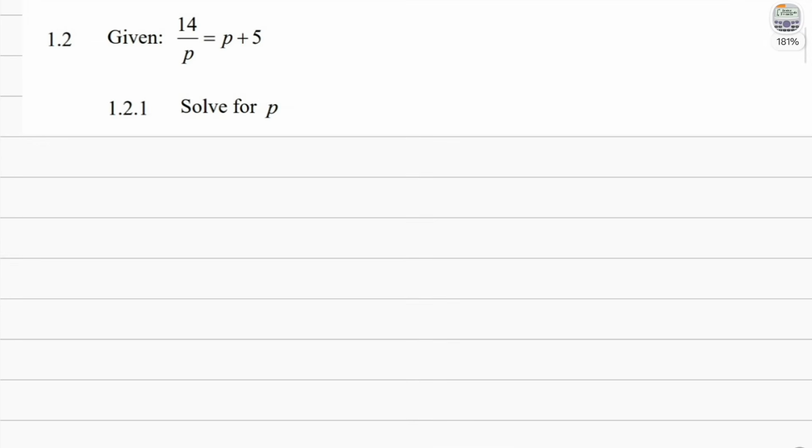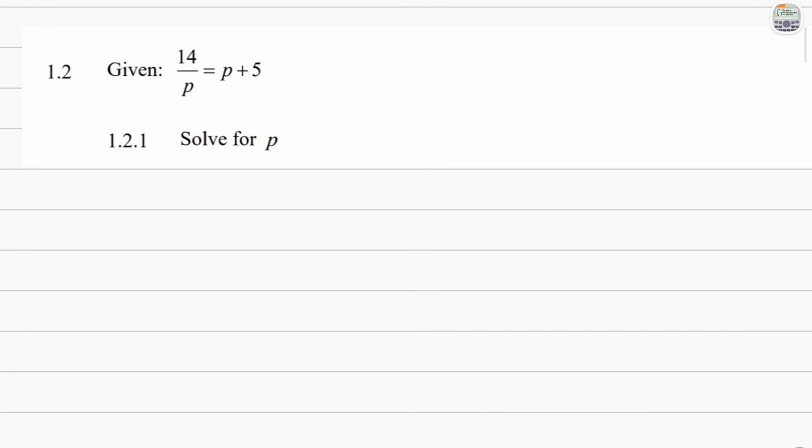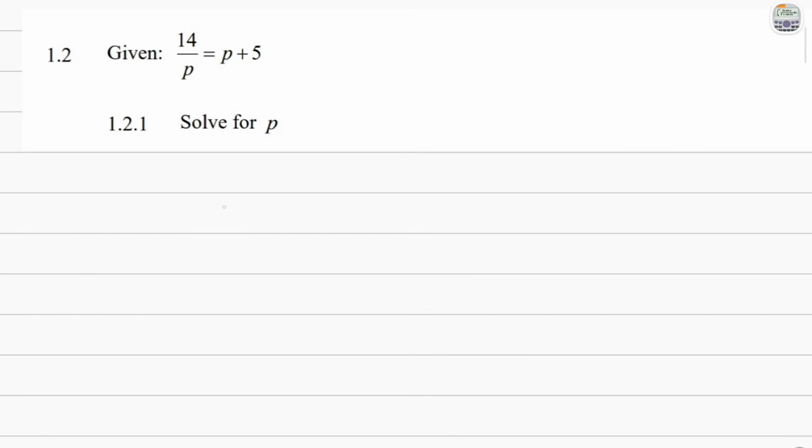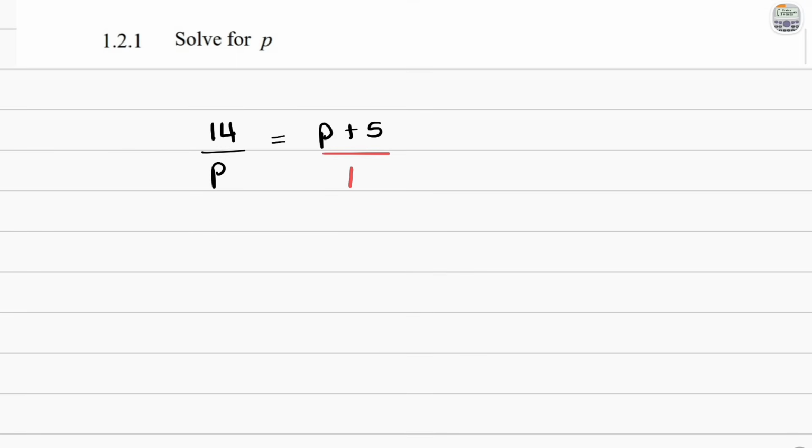Question 1.2 says, given 14 over p is equal to p plus 5, solve for p. So let's rewrite our equation, and we need to solve for p. Okay, you see we have a fraction here, and then this is not a fraction. You can just make it a fraction by putting it over 1. And then to solve for p, we can just cross multiply. So p times (p plus 5). Since this is two terms, the p needs to get a chance to multiply into both terms. Is equal to 14 times 1, which is 14.